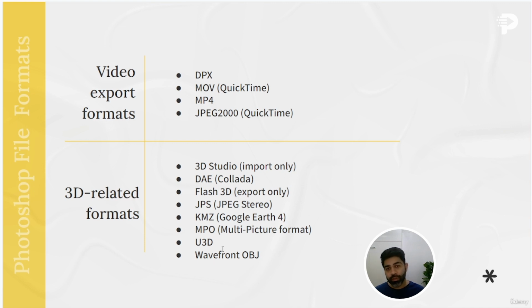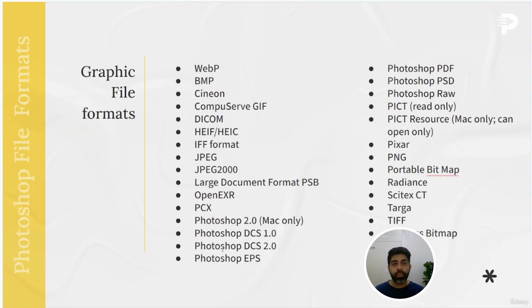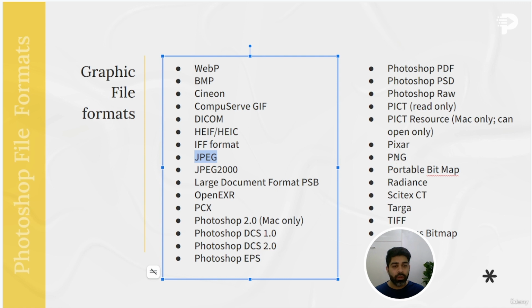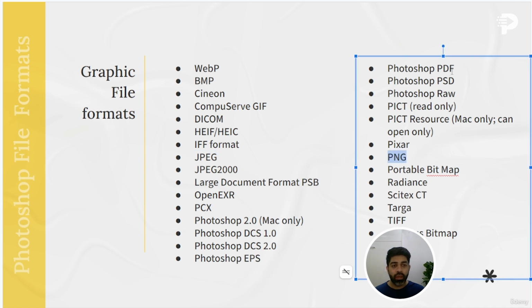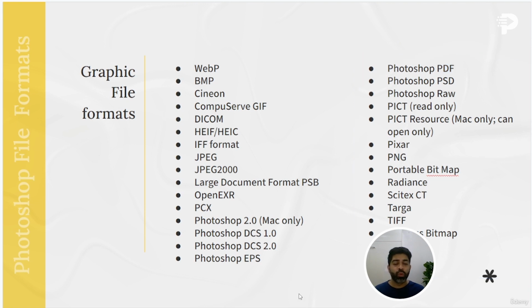And let's understand the crux of it, which is the graphic file formats. Now Photoshop provides a lot of different ways in which you can export a particular canvas or an image that you're working on. The multiple ways that are over here are WebP, BMP, Cineon, CompuServe GIF, and a couple of others. The most commonly used are JPEG. You'll probably see something on the PNG. You'll also see Photoshop PDF, or basically just a simple PDF. These are the most used formats, and we'll learn about the most used Photoshop formats in greater detail now.